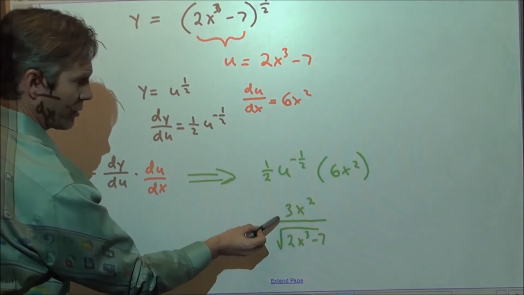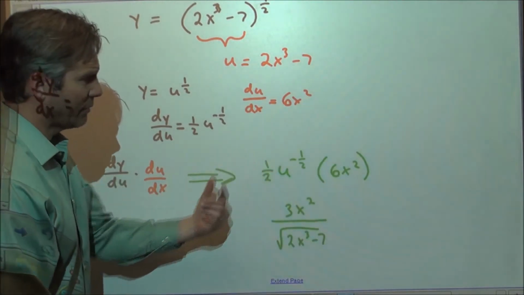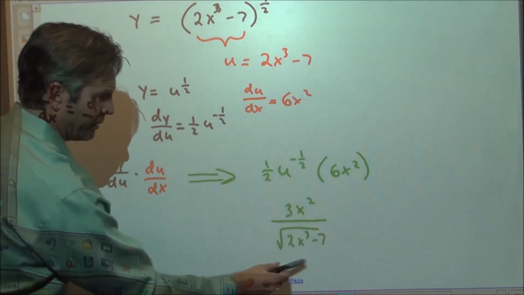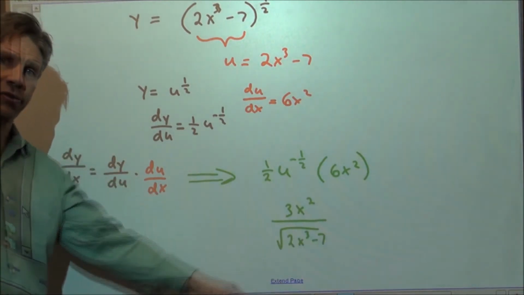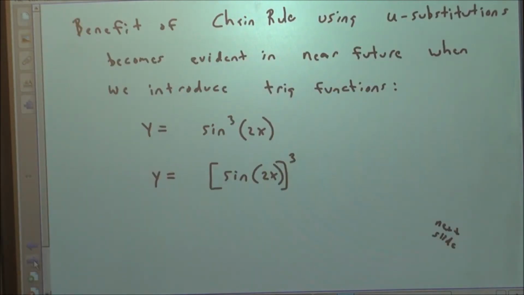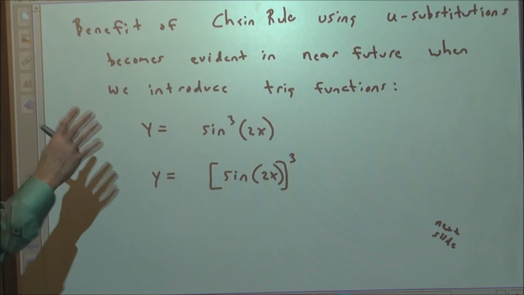1/2 of 6 is 3. The x squared is in the numerator. u to the negative 1/2 is the radical of u, and u is 2x cubed minus 7. So this is our final answer, this derivative of y with respect to x. Again, the benefit of the chain rule using u substitutions becomes more evident in the near future.